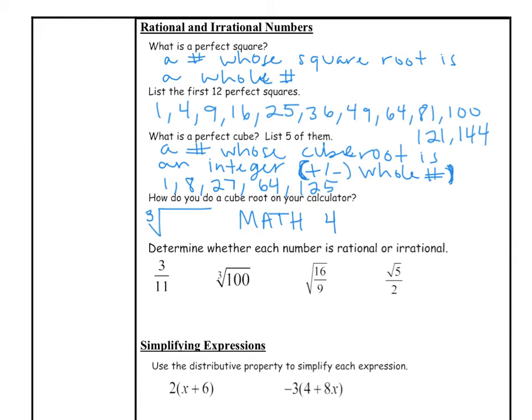Now let's apply what we talked about with rational and irrational numbers. The first one, 3/11, is rational, and that's because it's a fraction. Fractions are normal.